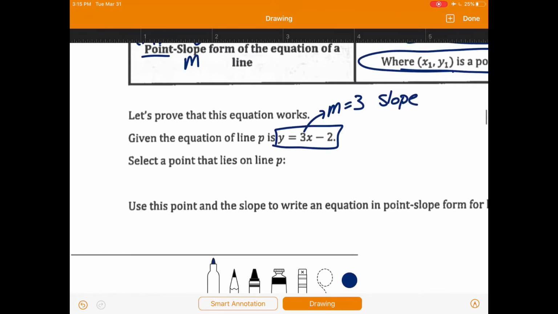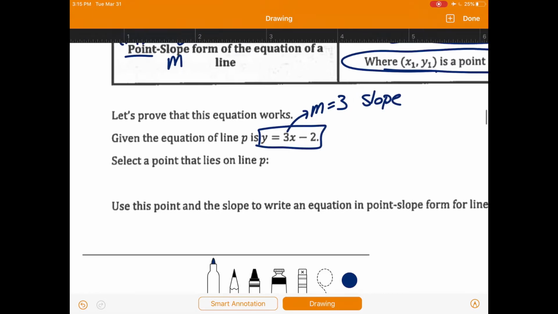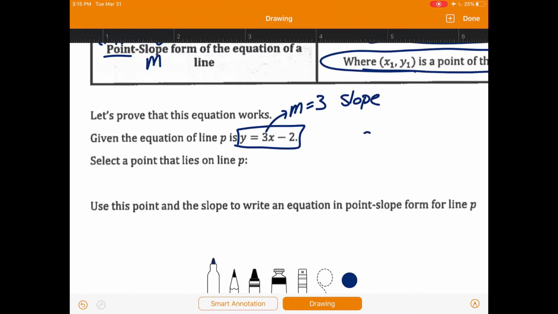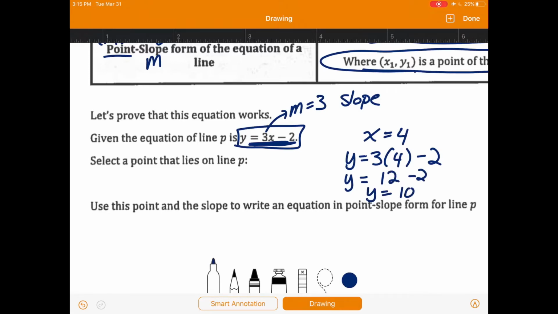So we could pick any point that lies on this line. There's a couple ways you can do that. The way I'm going to do it is I'm going to say any x value. So I'm going to say 4. So I just made up 4, but the rest of this is going to be consistent for the rest of them. So if x equals 4, I can plug that into this. So y equals 3 times x, which is 4, minus 2. That means y equals 12 minus 2, y equals 10. So that means that the point (4, 10) is on the line y equals 3x minus 2.